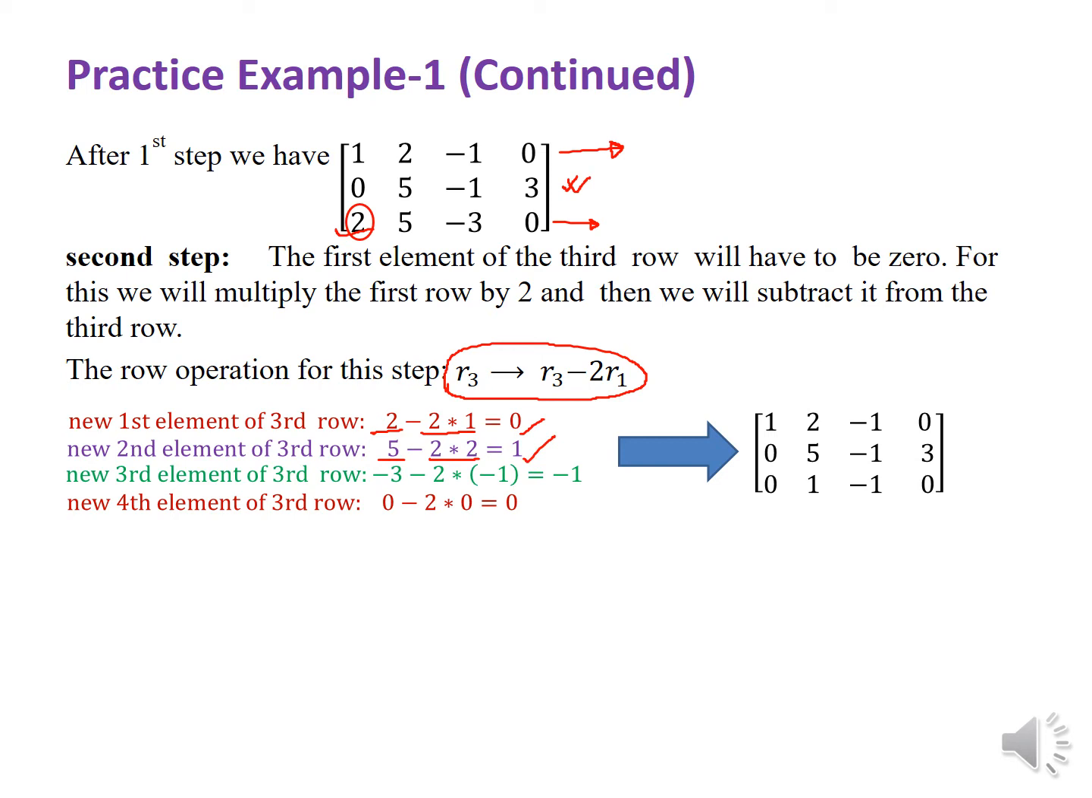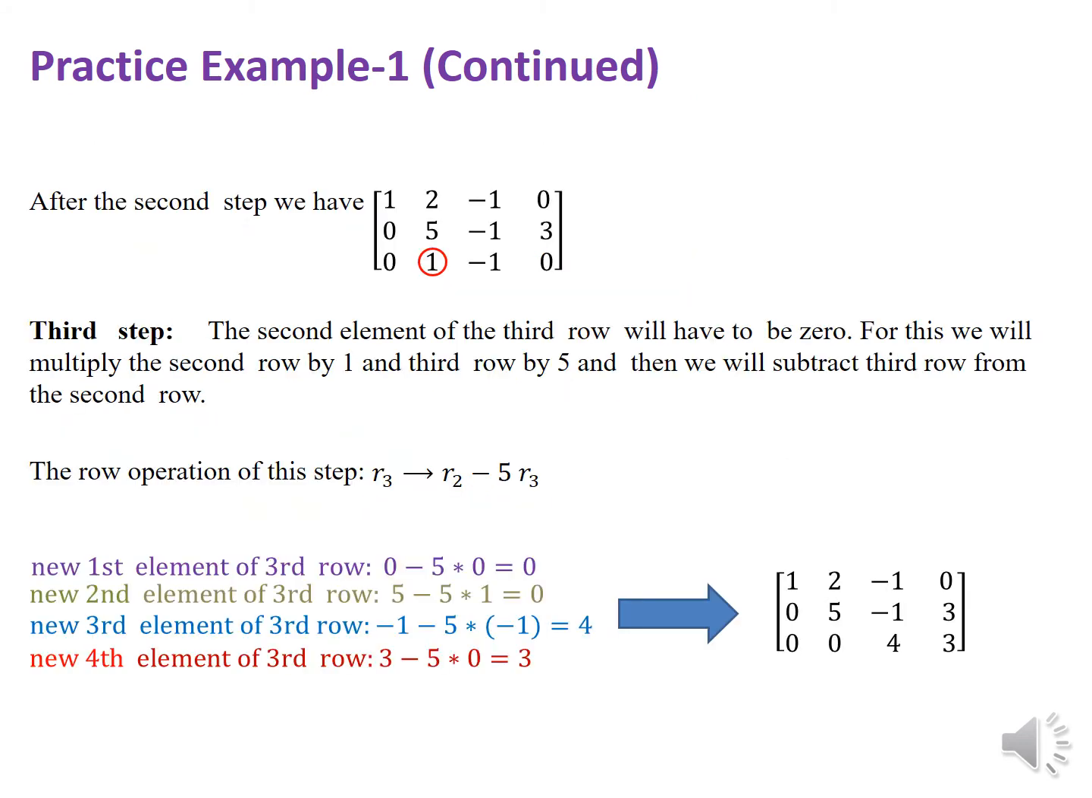The new third element of third row will be the third element of third row, that means -3, minus 2 into the third element of first row, that means -1. So in total we will get -3 plus 2, which gives -1. Now the new fourth element of third row will be the fourth element of third row, that means 0, minus 2 into the fourth element of first row, that means 2 into 0. So we get 0 minus 0, so we get 0. So the new third row will be 0, 1, -1 and 0. After the second step we have this matrix.